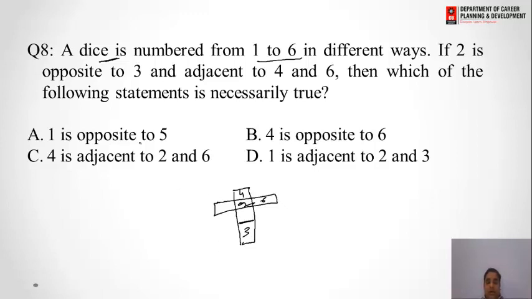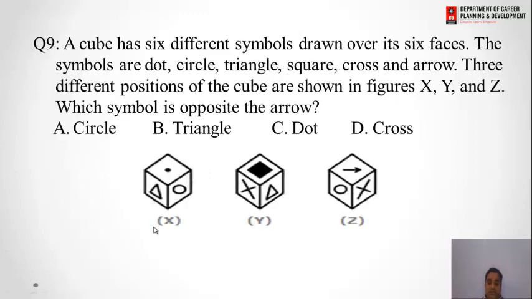1 is opposite to 5. We are left with only two things, that is 1 or 5. So that cannot be the answer. These are adjacent. 4 and 6 to be opposite, sorry, this cannot be. 4 is adjacent to 2 and 6. So this is the right answer we have. Whereas 1 is adjacent to 2 and 3. This cannot be. So we can say only option C is the right answer for this question.